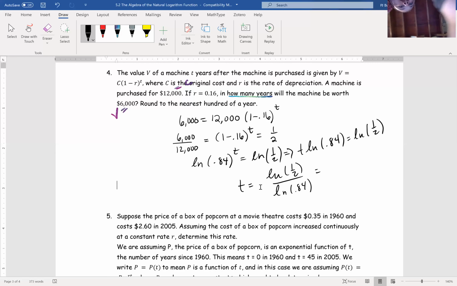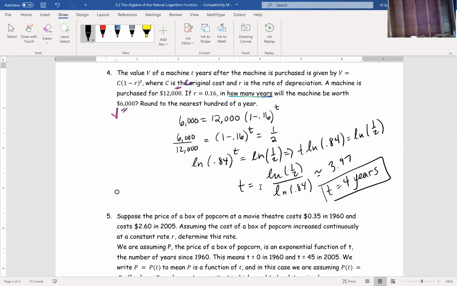So I get 3.97. I'm just going to say that's 4. So 4 years for this machine to depreciate by half of its value. You might hear a lot of times things called half-life. So that's kind of the half-life of its value.